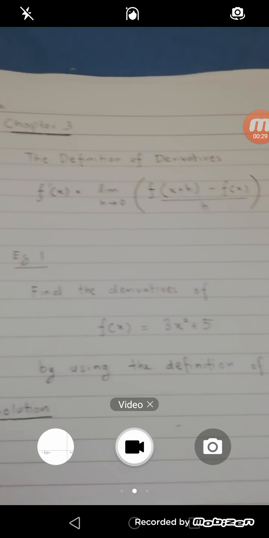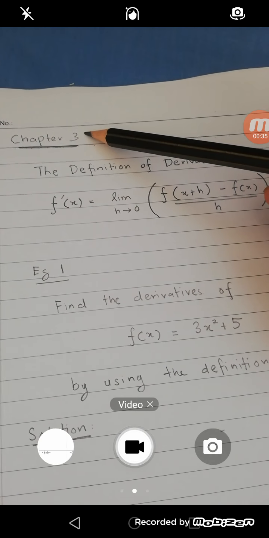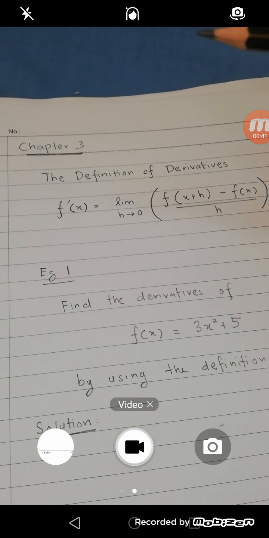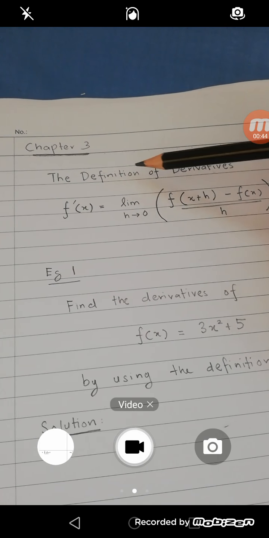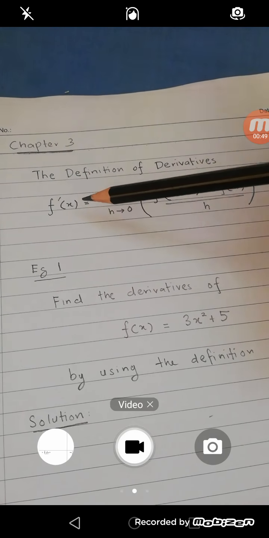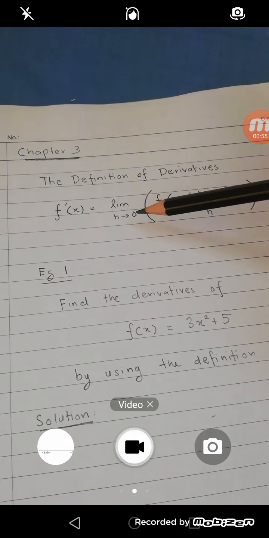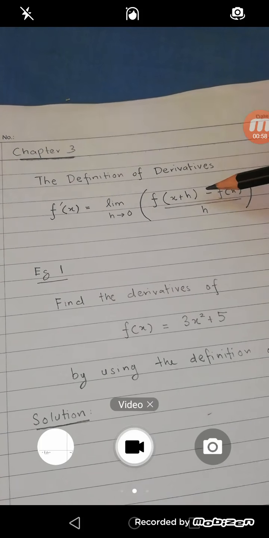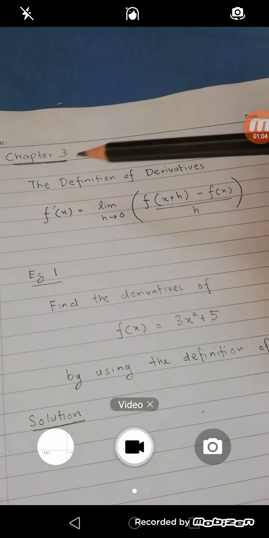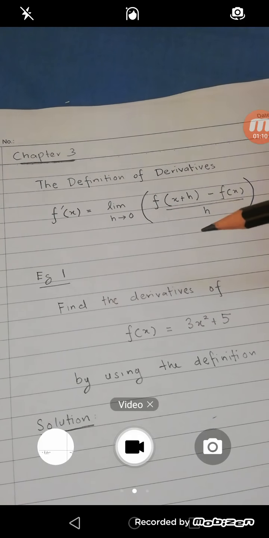In chapter 3, we are going to learn about derivatives. In 3.1 we are going to learn about the definition of derivative. The definition of derivative is given by f prime x equals the limit as h approaches 0 of f(x plus h) minus f(x), divided by h. So let us see how to apply the definition of derivative in our calculation.